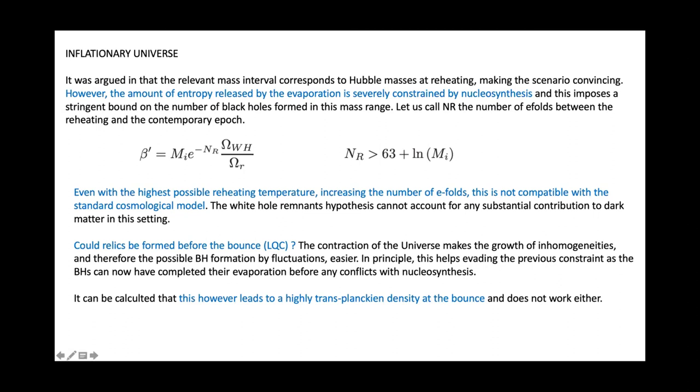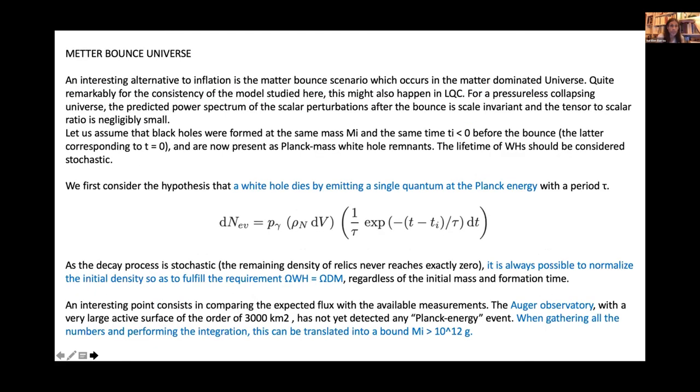Okay, thanks. But it could be that we are dealing with black holes from before the bounce, but it doesn't work either because we would need a too high density at the bounce. It could be highly trans-Planckian and therefore unphysical. But we have this matter bounce universe that is well known in loop quantum cosmology. And what is interesting here is that we can evade inflation, because in the matter bounce universe, we don't need inflation anymore to have a nearly scale invariant power spectrum. So this is good for this model, because the problem was basically coming from inflation and the reheating process, etc.